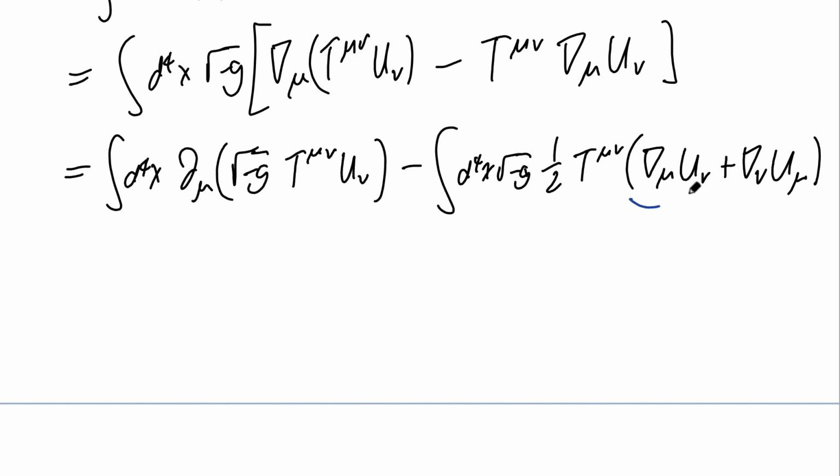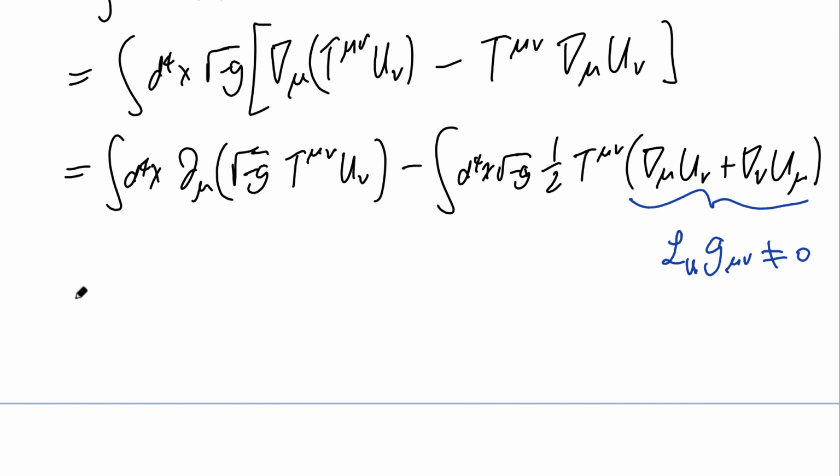If you'll recall, this combination is the Lie derivative of the metric g mu nu along the vector field U, and this in general is not equal to 0. If this were equal to 0, then we could interpret this result as energy conservation, but the fact that this term is not 0 is interfering with that interpretation.